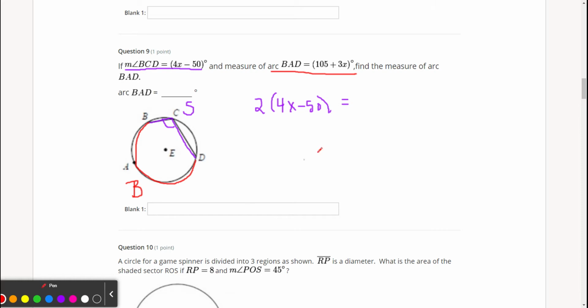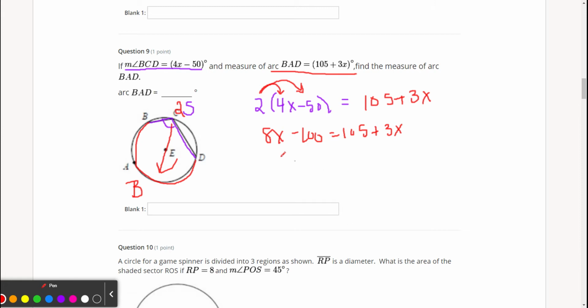and then set it equal to the big arc, which is 105 plus 3x. You don't have to multiply that one, because we go from the small angle to the big thing. Two smalls make one big. You do have to multiply the negative 50, 2 times negative 50, absolutely. So 8x minus 100 equals 105 plus 3x.